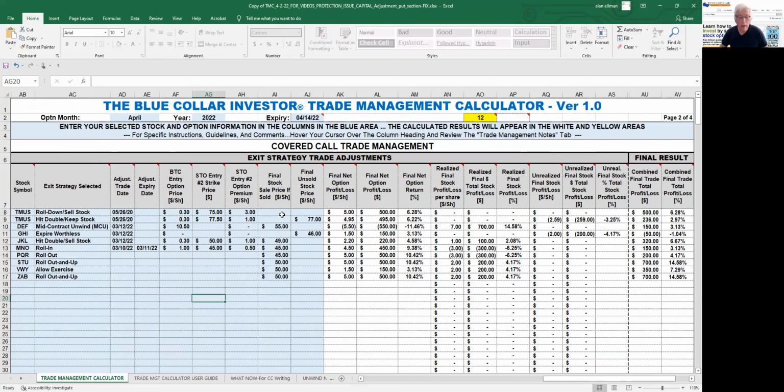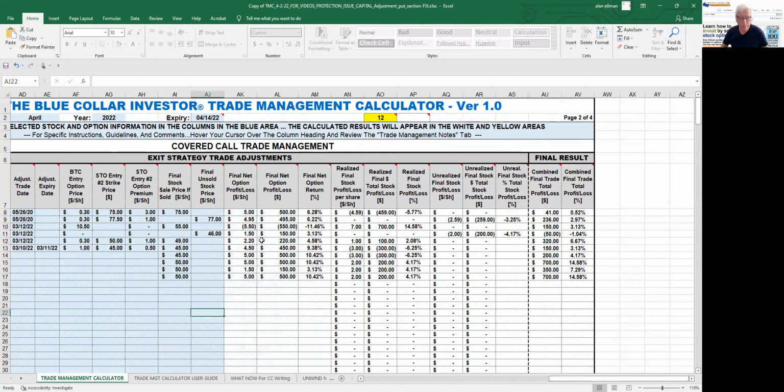Now, the price of the stock, if it's sold, let's use the strike price and say the strike was in the money at expiration, we let it expire, and the shares were sold for 75. So we're going to take a loss on the stock side. So that's the roll down, sell stock information put into the blue cells of section 3, which is the adjustment section or exit strategies. And then let's go over to section 4, which is our final results.